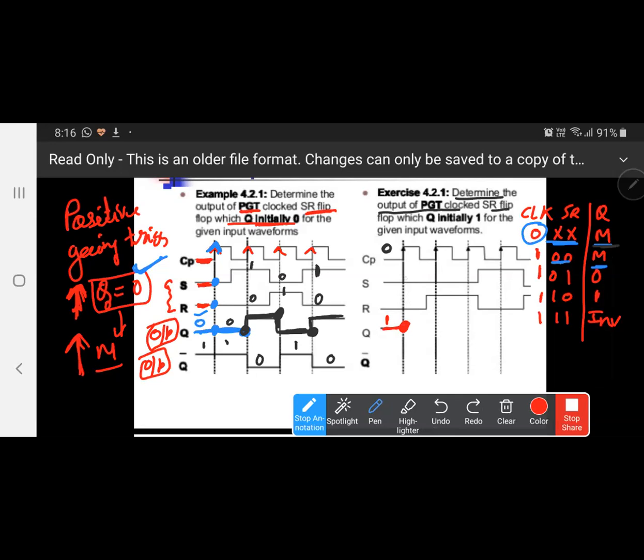After that, this is the time where the result will change. So check what is the value of S. S is 0 and R is also 0. So both are 0 means memory. What is in the memory? 1, so it will be 1.